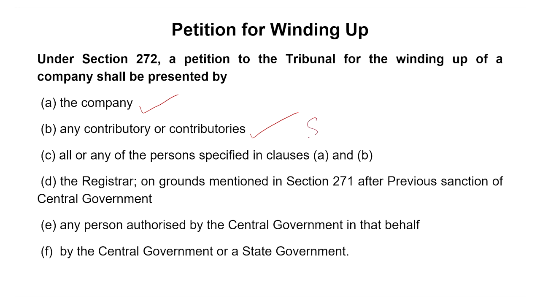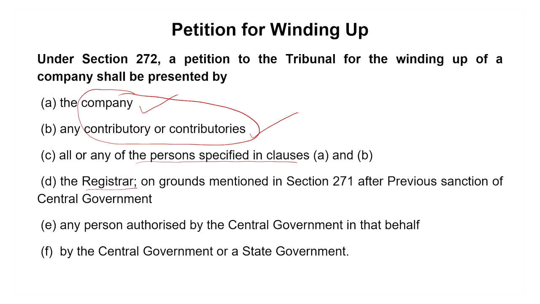There is no restriction on the part of contributories. You may consider here shareholders, and you may consider here members. All three terms refer to one thing. Whether you say contributory, shareholders, or members, all indicate that you participate in the investment process of the company. All or any of the persons specified in clause A or B, whether you are a company or a member, you are authorized to file a petition of winding up. And the registrar is also allowed to file a petition of winding up.